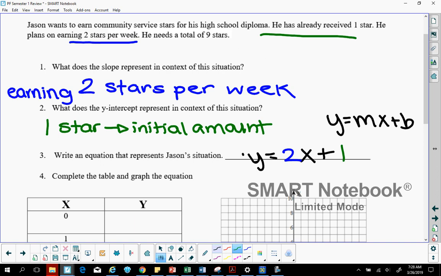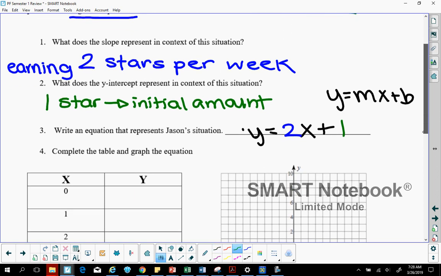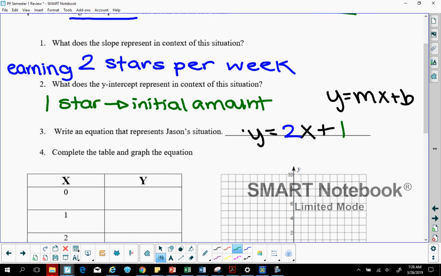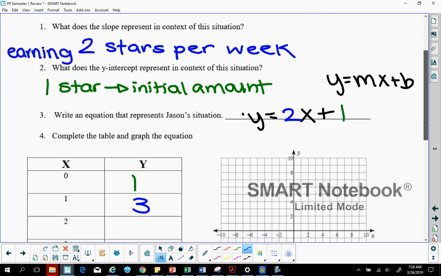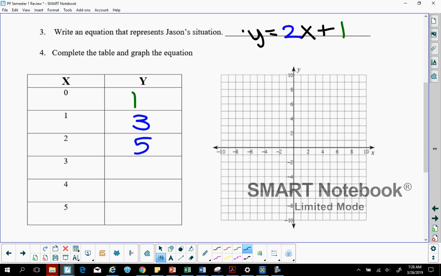Easy enough, right? Now to fill in the table, you can literally type it into table if you want, or you know your y-intercept is when your x is 0. So when x is 0, my y should be 1. Then what are we adding each time? What's our slope? 2. So what's 1 plus 2? 3. What's our next one going to be? 5. Our next one? 7. Next one? 9. Next one? 11. If you type that equation into the table, you would get the exact same answer.